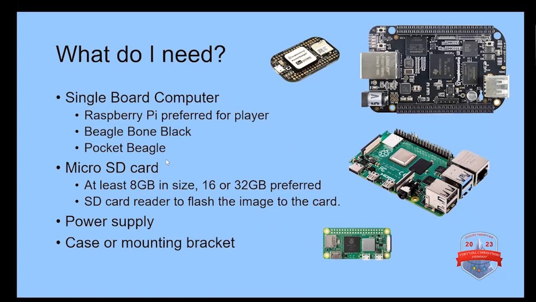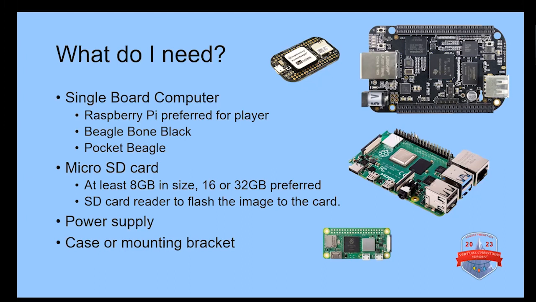You will need a micro SD card, which will be what we will install the FPP software and everything onto. And we strongly recommend at least an 8 gig size card. Of course, a 16 or 32 would be preferred. If you have a 64 gig SD card, that's perfectly fine.